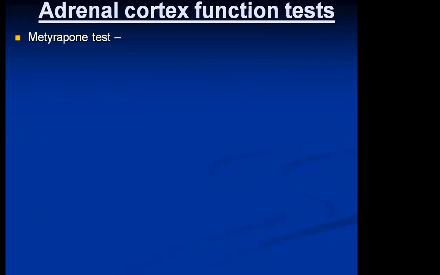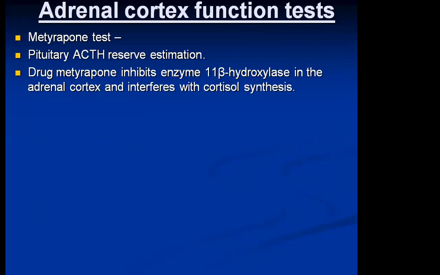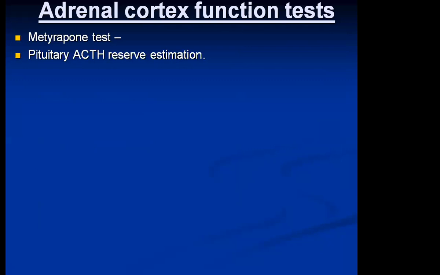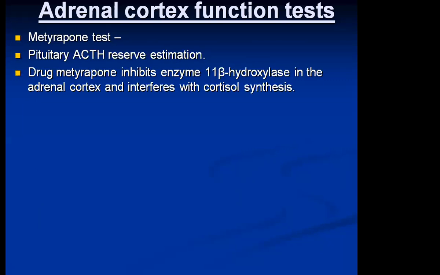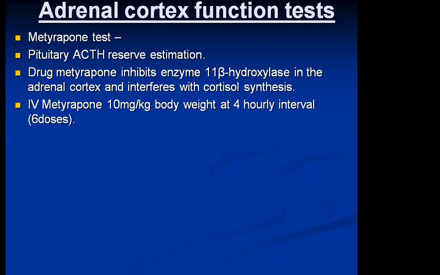Now this one more test is known as the metyrapone test. Metyrapone is a drug which inhibits the enzyme 11 beta hydroxylase. This test is used to estimate pituitary ACTH reserve. I told you in the very beginning, concentrate on this enzyme. It is required for the formation of cortisol. If this enzyme is inhibited by a drug like metyrapone, what is going to happen?